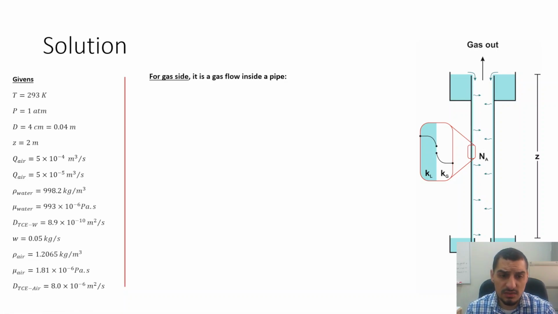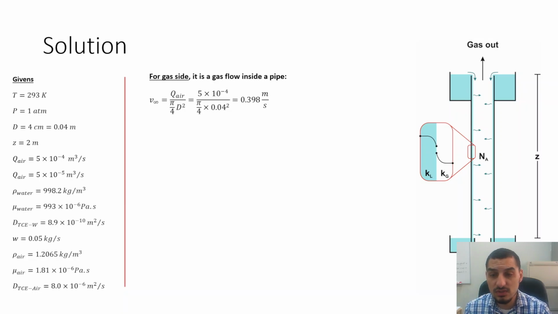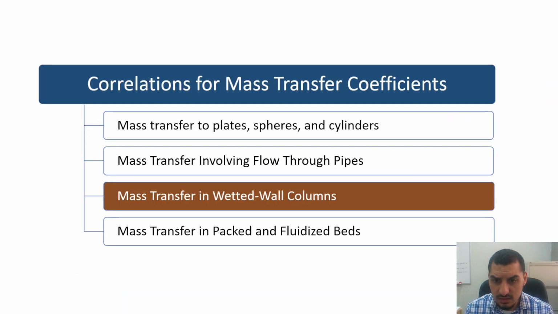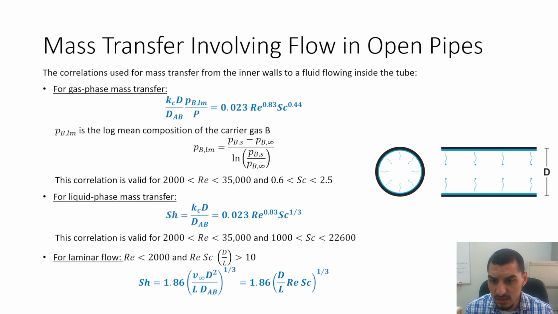So this is a pure flow in a pipe, and then we will use the equation for flow in the pipe. And if we go back, here this is a gas phase case, so we'll use this equation. We need first to check Reynolds number and check if we are going to use this correlation or this correlation. So this is something that we need to check.